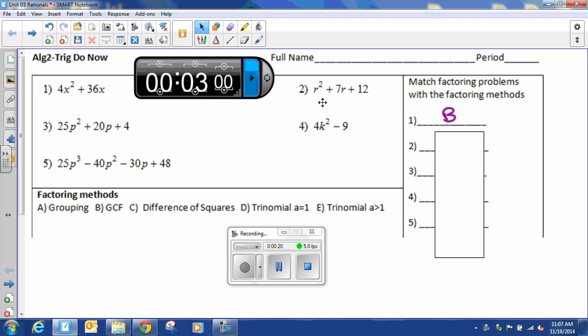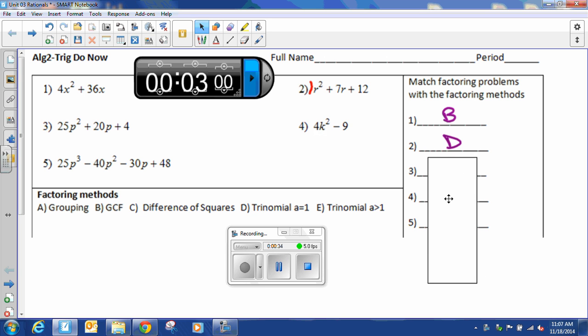Number two, r squared plus 7r plus 12. I hope you realize that the invisible coefficient of r squared is 1. So therefore, a equals 1. So that would be option D, trinomial a equals 1 factoring. Number 3, a is 25. So here we have trinomial factoring with a greater than 1.